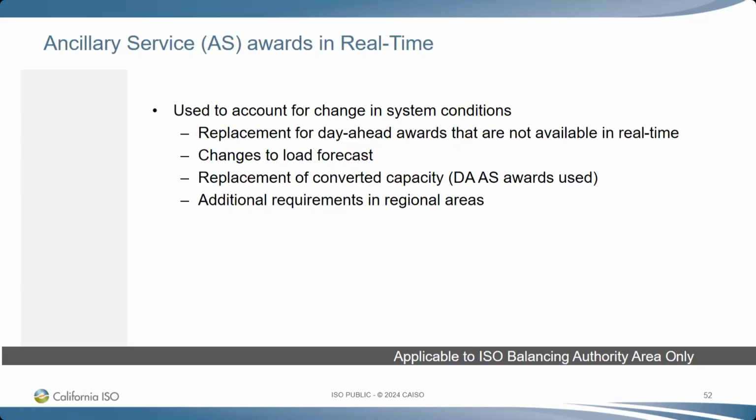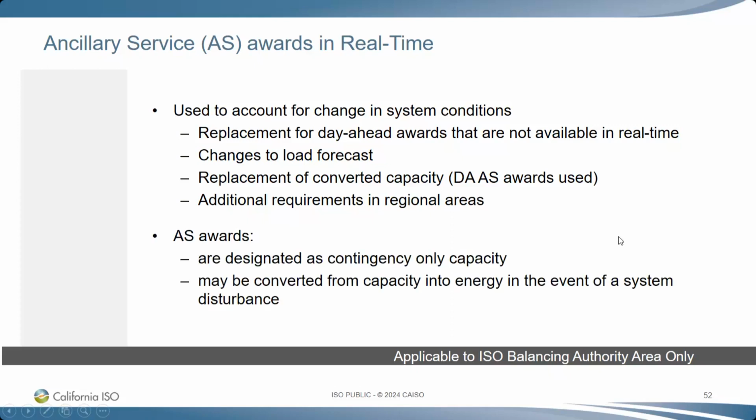So it is used to account for system conditions and those changes. It's a replacement for day-ahead awards that may not end up being available in real time. Say another resource receives an award, they don't show up, we may be able to call on the ancillary services, that backup energy. Other reasons include changes to the load forecast, replacement of converted capacity, and additional requirements in regional areas. We procure ancillary services through the real-time market as well, and they are procured as contingency-only products. That means that the capacity is only going to be used in the event of a disturbance on the grid. It's not going to be used as supplemental energy unless the energy supply becomes scarce.